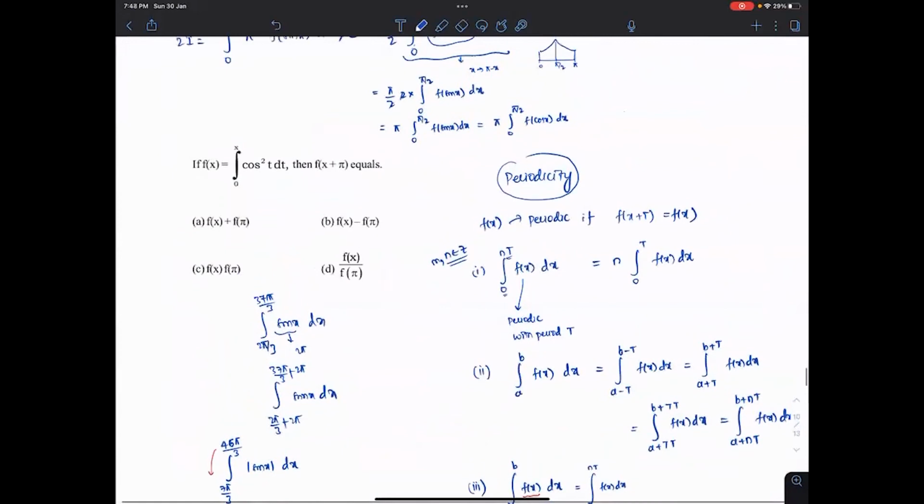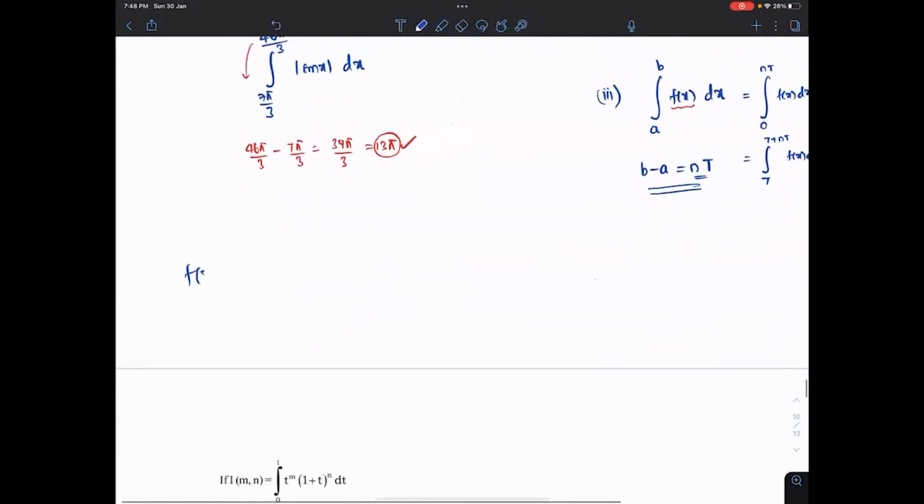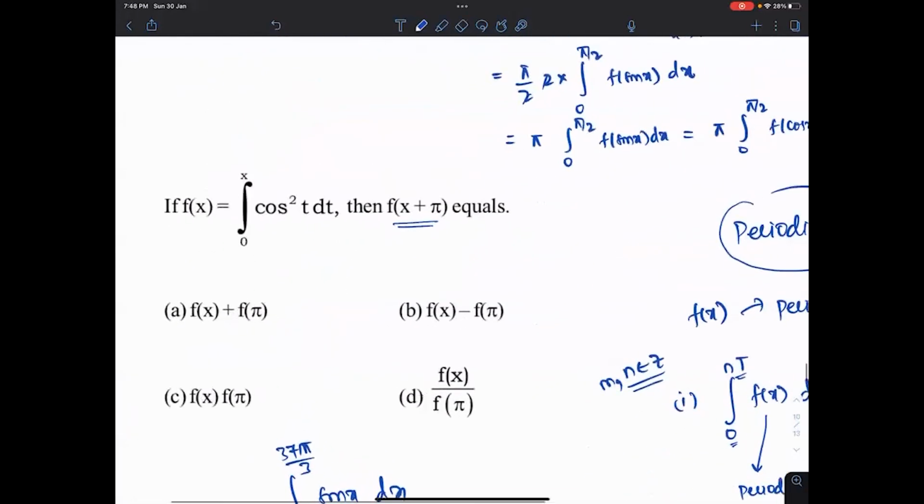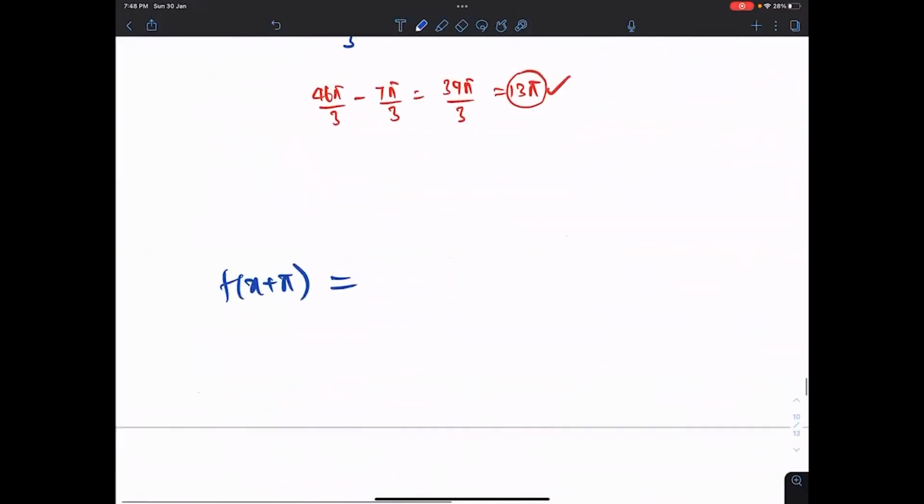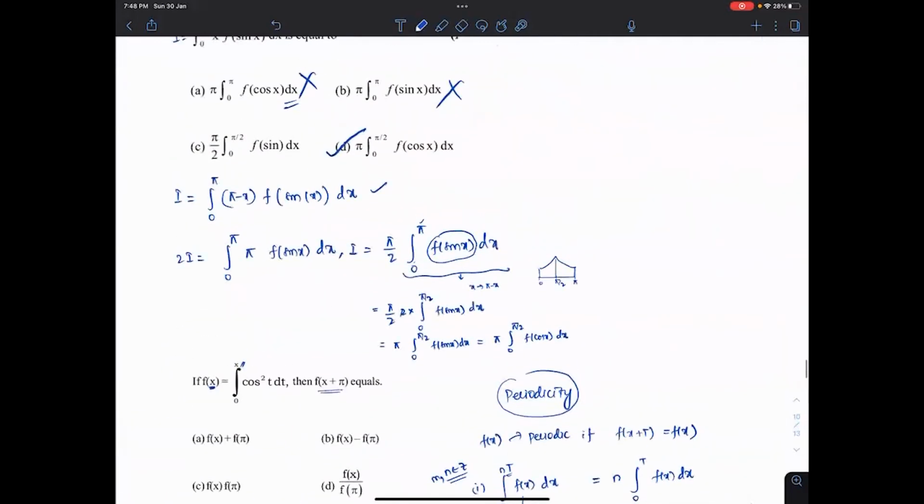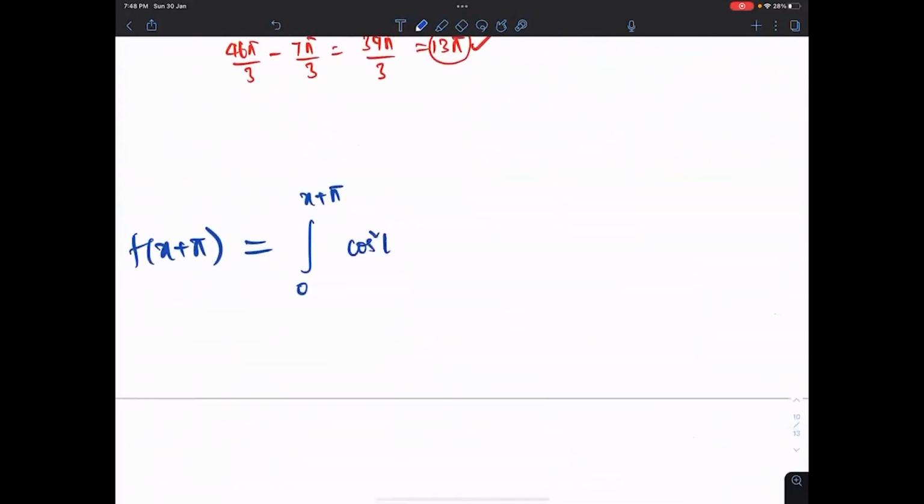Let us come to this question here. Integral f of x is given, and f of x plus pi. Now what will be f of x plus pi here? In this question, if f of x is there, here x will be the upper limit. x plus pi means the upper limit will be x plus pi, no? So integral 0 to x plus pi, what is there inside? cos square t dt.